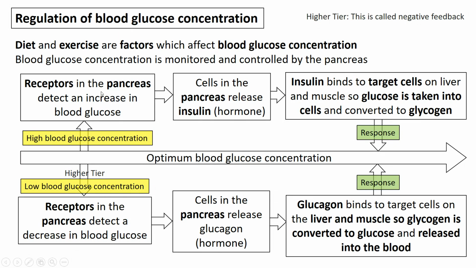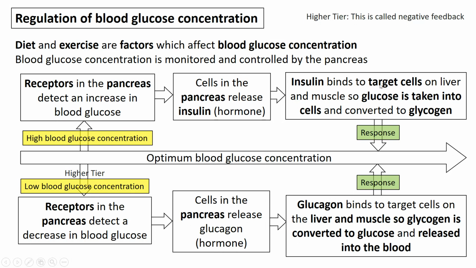That is actually detected by receptors because that's a change in the stimulus, isn't it? So receptors in the pancreas will detect this increase in blood glucose. And it's actually cells in the pancreas that then coordinate the information and release a hormone called insulin. So no involvement of the brain here. It's the pancreas that's the coordinator. And it releases this hormone insulin. And insulin goes into the blood and it travels all over the body.